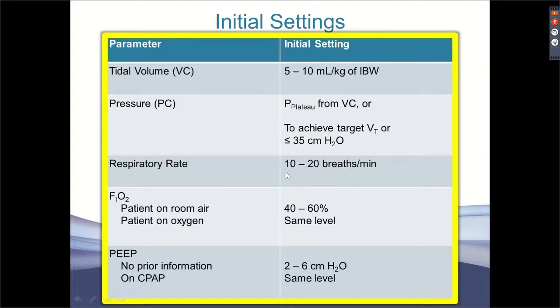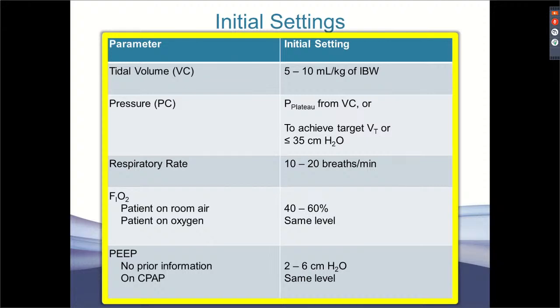The respiratory rate, we want them in a range between 10 to 20. The FiO2, if their patient is on room air, then we're going to start them off on that range like we said in our oxygenation box, somewhere between 40 to 60%. If they're already on oxygen, when we put them on the ventilator, we'll put them on the same level of oxygen, all right? Same level. PEEP, if we don't have any prior information, we'll start them off on 2 to 6. And if they're on CPAP, then we'll basically start them off on that level of pressure when we put them on the ventilator.